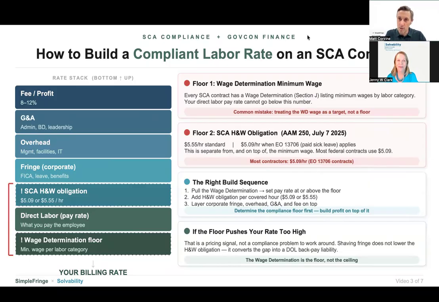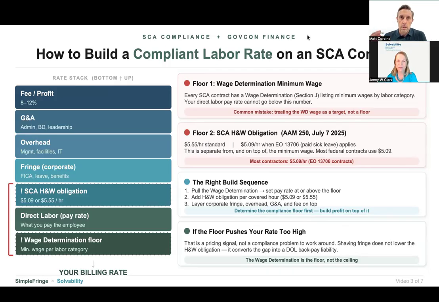Today, we're going to continue on where we left off last week, which is on how to build a compliant labor rate on an SCA contract. And I love to start off these with a hypothetical to put ourselves in the shoes of a contractor bidding on an SCA contract.